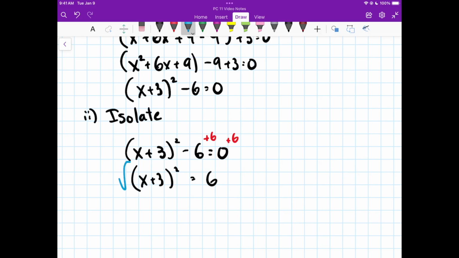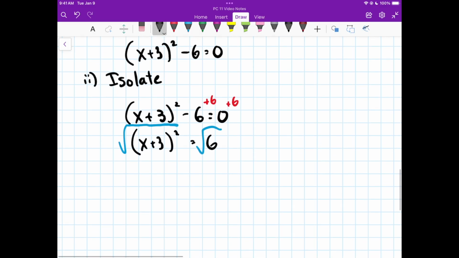Now we want to get rid of the exponent, but things are going to be a little different here. When you square root both sides, on the left, that's just going to cancel out with the exponent, and that's totally fine. We get x + 3. On the right, though, we get root 6, and that's not a clean root we can do. You could turn this into a decimal here, but ideally we don't want to do that.